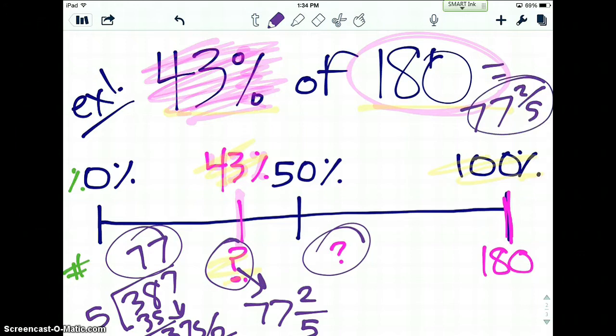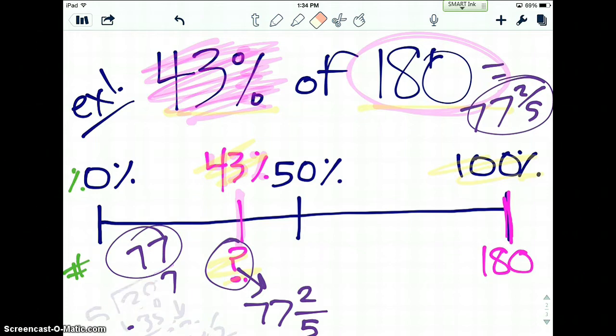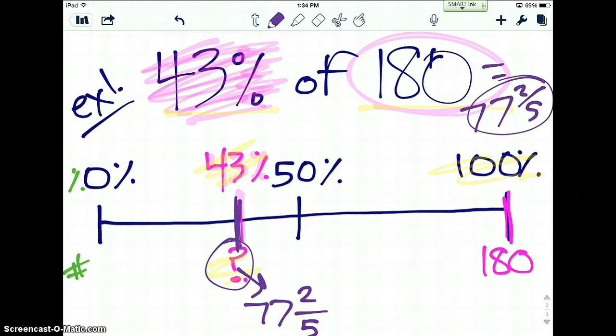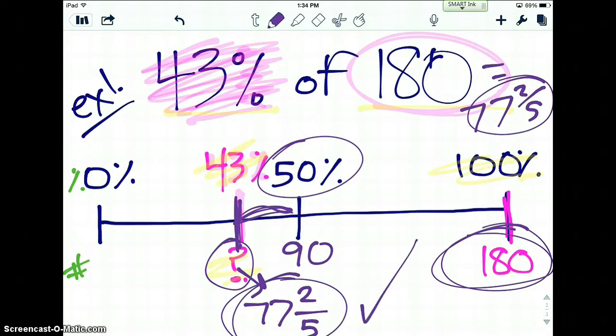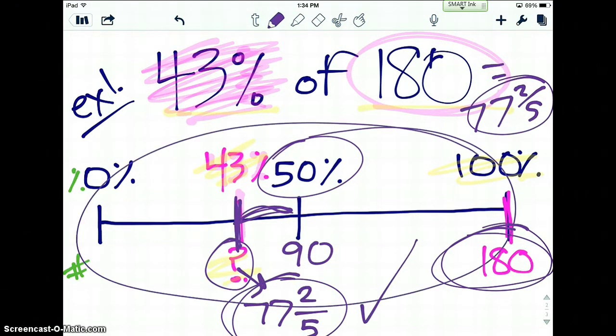And I want you to see if you think this is reasonable. You're like, Miss Eberly, I got the answer, leave it alone. Well, looking back at the picture, does 77 and 2/5 seem like it should be placed right here? Well, the whole thing was worth 180. What would half be? Off the top of your head, half of 180? It's 90. Is 77 and 2/5 a little less than 90? Yes. It seems reasonable. It seems like it's making number sense.